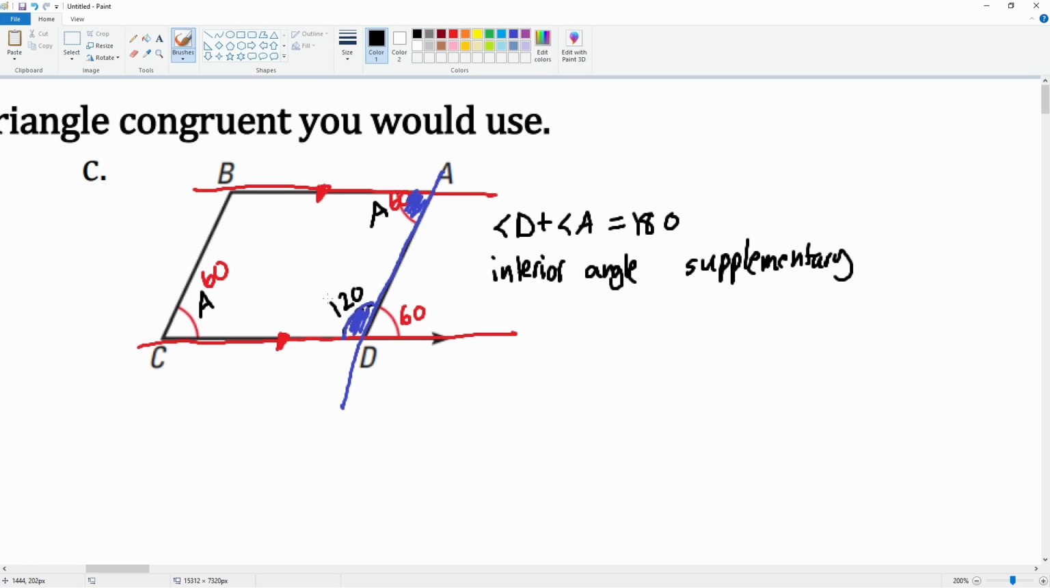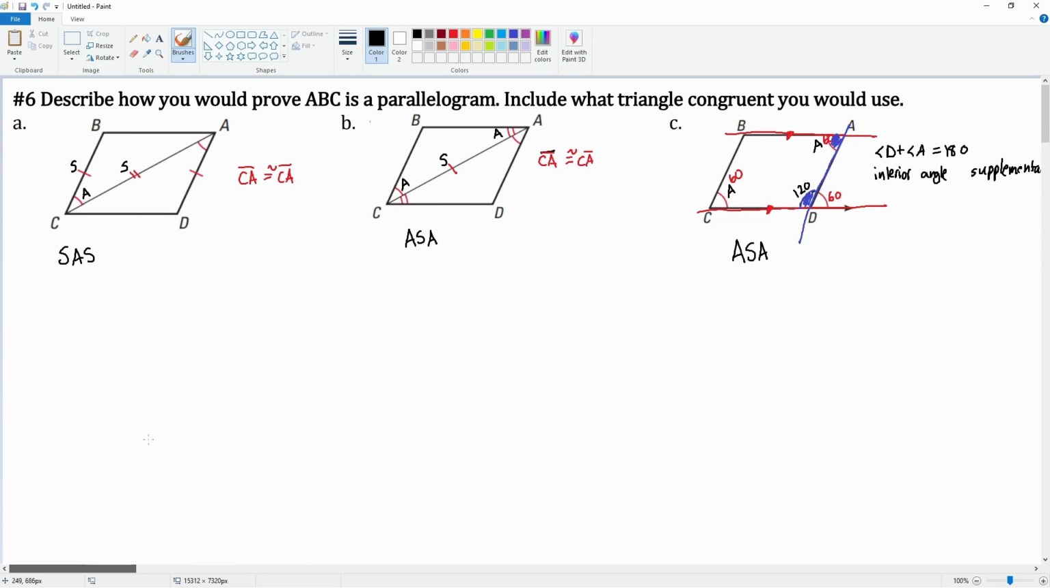So there you go. That's how you would use C, using the interior angles are supplementary to prove that this triangle is congruent. I think this would be angle, angle, and you can get another side. So if you want to use a triangle congruency statement, angle, side, angle would work for C. So there you go. That is how you prove these are congruent and make a parallelogram.